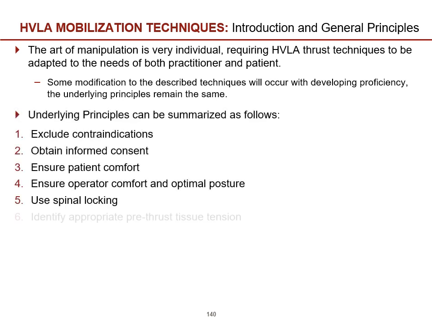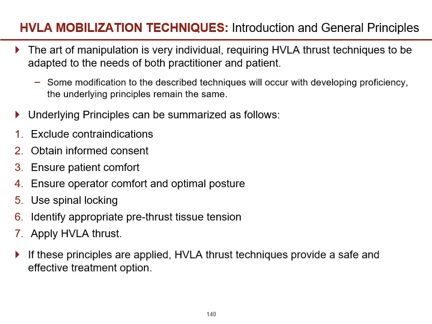The principles can be summarized as follows: excluding contraindications, obtaining informed consent, ensuring patient comfort, ensuring operator comfort and optimal posture, using the spinal locking or apposition, and then identifying appropriate pre-positioning tissue tension, and then the actual application of the thrust itself. If these principles are applied, HVLAT techniques provide safe and effective treatment options.